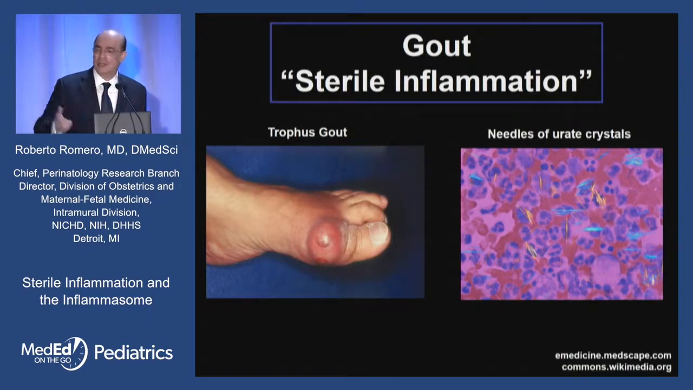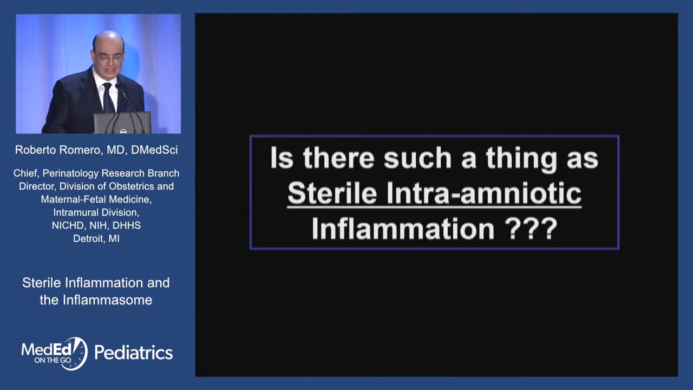So here we have gout. Can you have the equivalent of gout in the amniotic cavity, and how would that come about? So is there such a thing as sterile intraamniotic inflammation? Obviously, Alan believes that there must be one, and so do I.